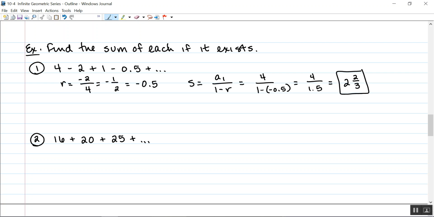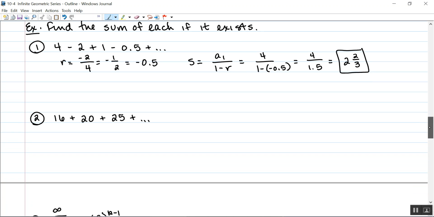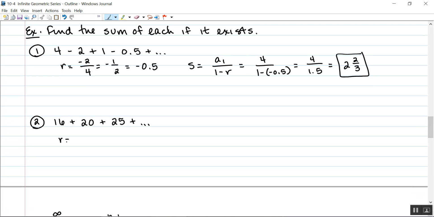Second example here, 16 plus 20 plus 25 plus so on. Let's first find out what our r is. r is going to be equal to 20 over 16, which is equal to 1.25, which is greater than 1. Therefore, this series is divergent and the sum does not exist.